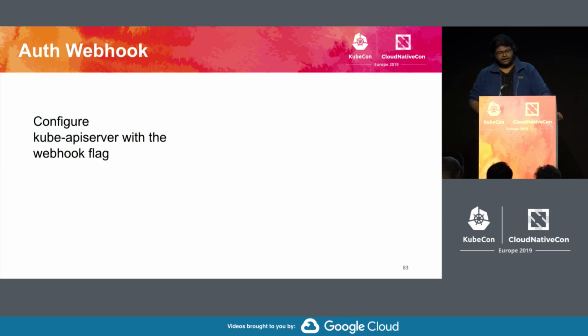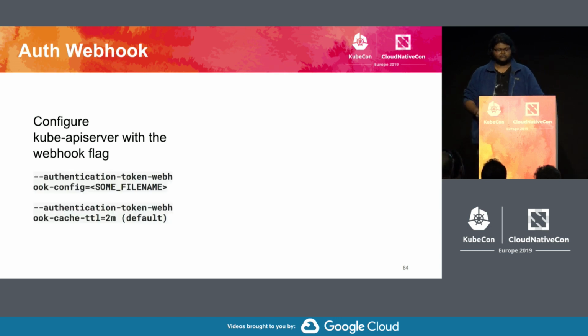Now we'll see how to configure this auth webhook with your Kubernetes API server. You just have to pass two flags: authentication-token-webhook-config-file, where you pass a kubeconfig file, and authentication-token-webhook-cache-ttl. By default, the value of this TTL is 2 minutes. This flag sets the timeout for a decision that is taken by the auth webhook, so after that, the decision is not cached anymore. If you are using a short-lived token, I would suggest reducing it to something like 5 seconds or 10 seconds.